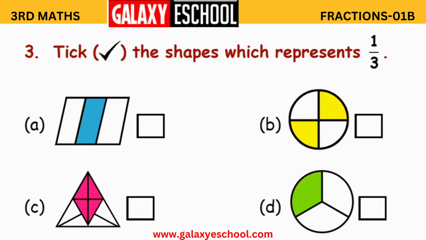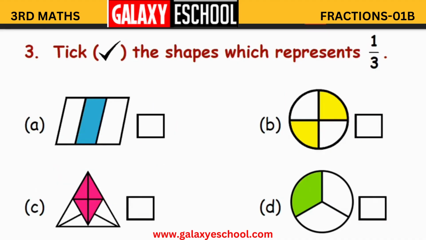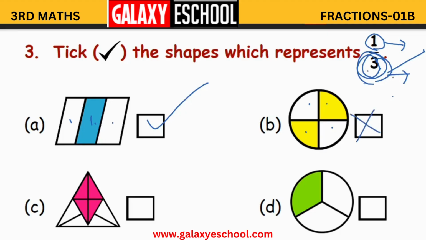Now tick the shapes which represent 1 by 3. See, what does the numerator mean? One part should be shaded and 3 means the total number of parts should be 3. See, 1, 2, 3 parts, yes, and 1 is shaded. So A is our correct answer. Coming to B, 1, 2, 3, 4 parts are shaded, but we want only 3 shaded parts. Sorry, 3 total parts. So B is our wrong answer.